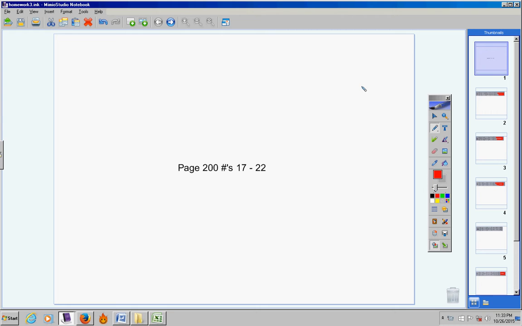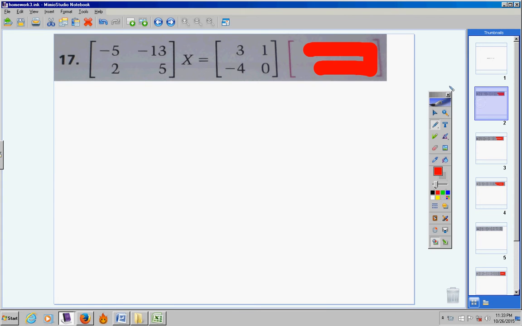Algebra 2 students, welcome to the homework help video, page 200, numbers 17 through 22. Let's jump right into this. Here we go. The directions say to solve the matrix equations. And so here we go.